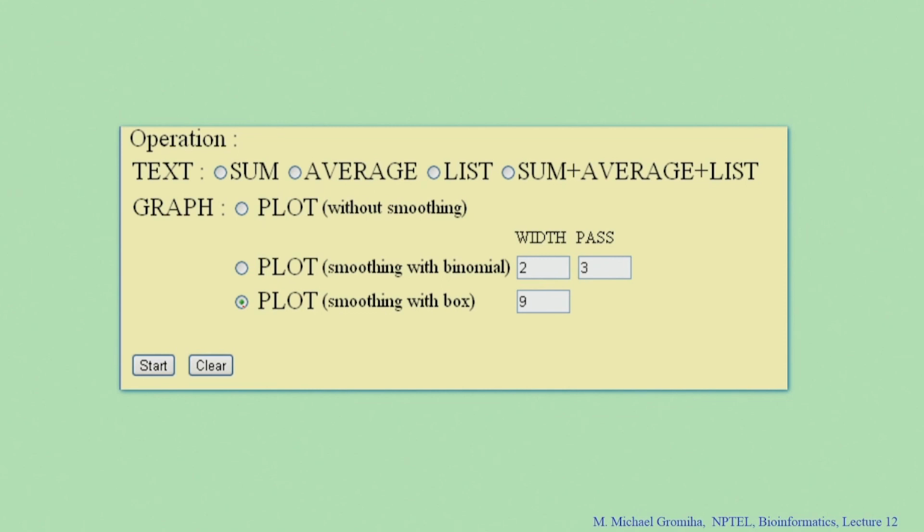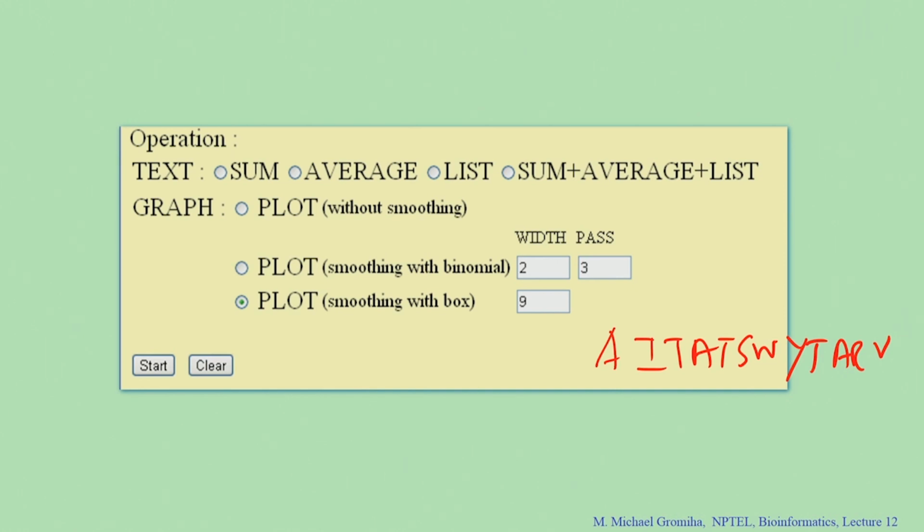In this case, it is possible to get the average. For example, if you click on the plot with smoothing with box, you can smooth for any window length. For example, if you have an amino acid sequence like this, and you take the single residue plot, they plot the hydrophobicity value for each residue.